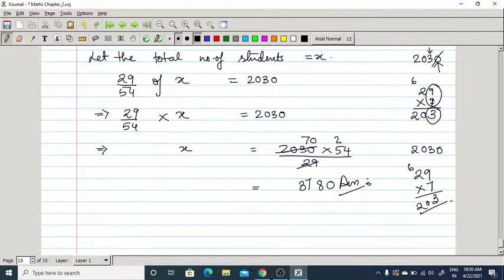If you are not comfortable with this method, then you can go with the prime factorization method and find the final answer. This was question number 13.